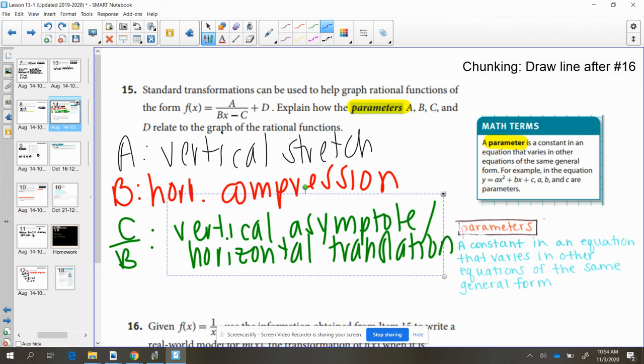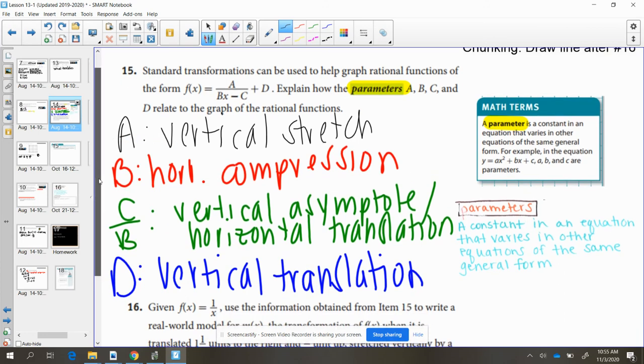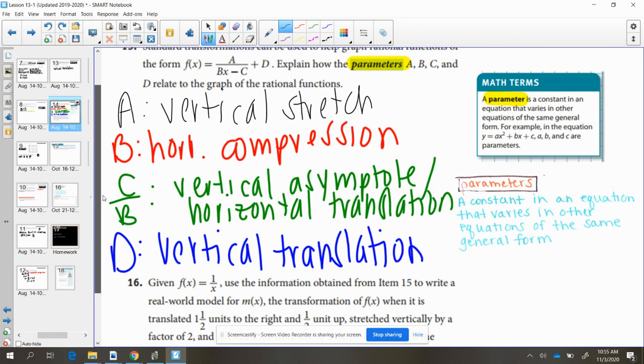And then finally, parameter d is your vertical translation. And these are the parameters, and that's just basically a constant that's going to be varied in this general form. Okay, so these are the important things without even graphing that we're going to be able to tell what's happening with our function.